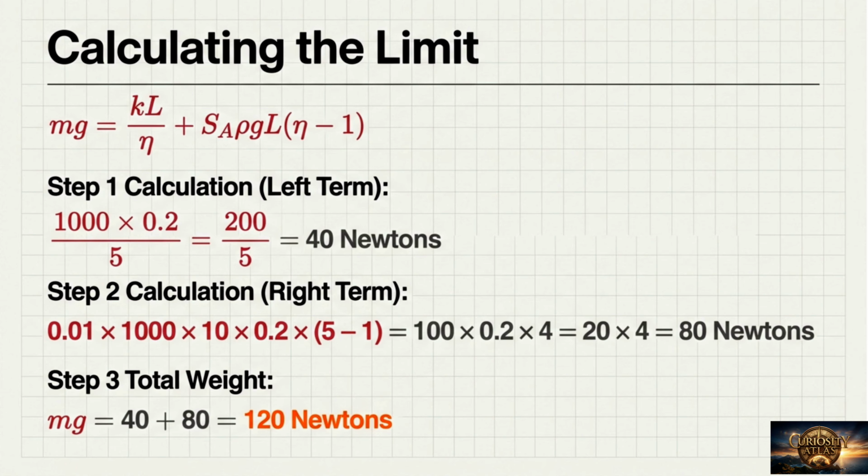Now we calculate the limit. We substitute the values into the equation. The left term yields 40 newtons. The right term yields 80 newtons. The total required weight, mg, is 40 plus 80, which is 120 newtons.